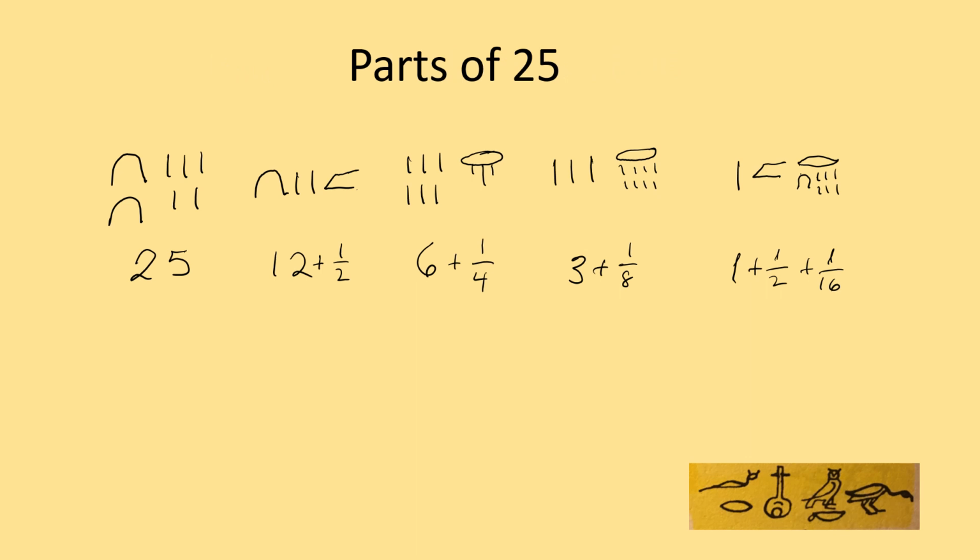We can look at the same pattern using both the Medu Neter symbols and the Hindu Arabic symbols. What I have written in terms of the Hindu Arabic is 12 plus 1/2, but we normally just say 12 and a half, and we do not put the plus sign there, which is always confusing to students, because even though we say things like 12 and a half, students don't recognize that there is a plus sign there.